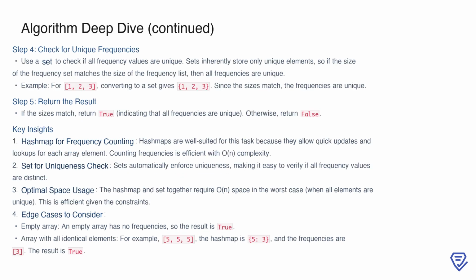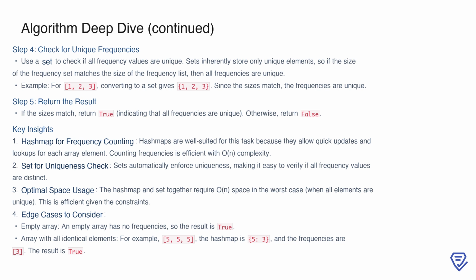Now that we have the frequency values, the next step is to check if all of these frequencies are unique. This is where a set becomes very useful. Sets inherently store only unique elements, so we can convert the frequency list into a set and compare their sizes. If the size of the set matches the size of the list, it means all frequencies are distinct. For example, given the frequency list 1, 2, 3, converting it to a set results in 1, 2, 3. Since both the list and set have the same size, the frequencies are unique.